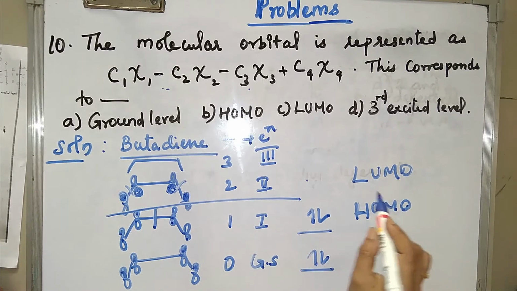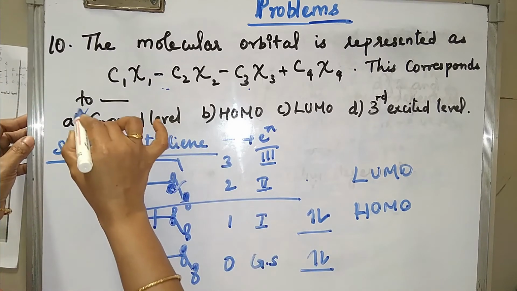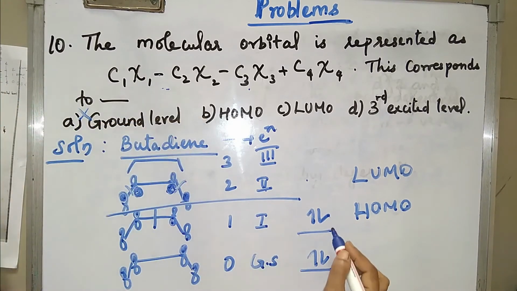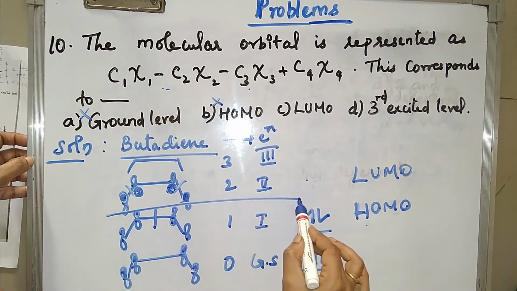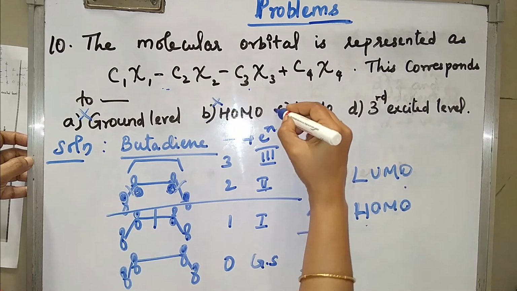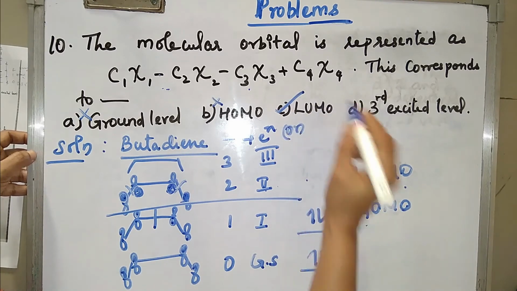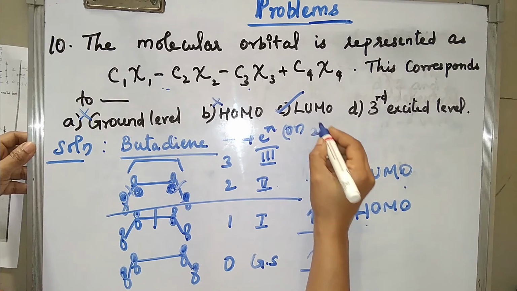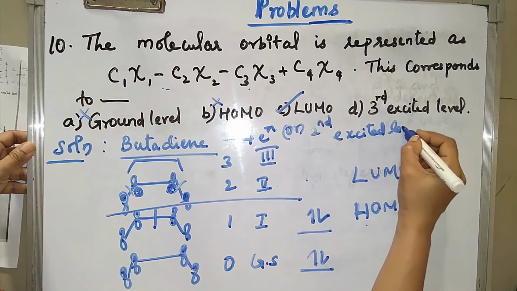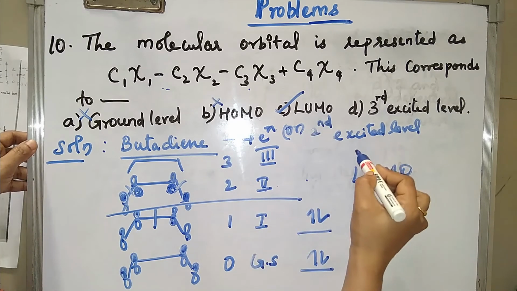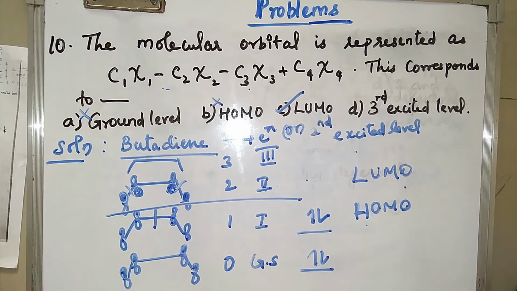If you see the options given, ground level is not there, and HOMO is not there. This level is the answer. What is that? We can say LUMO. If they are giving LUMO, that is also fine. Otherwise, we can say it as the second excited state. So you need to be very careful. You have to know very well about the LUMO and excited states. Whatever options they may give, be clear about it.